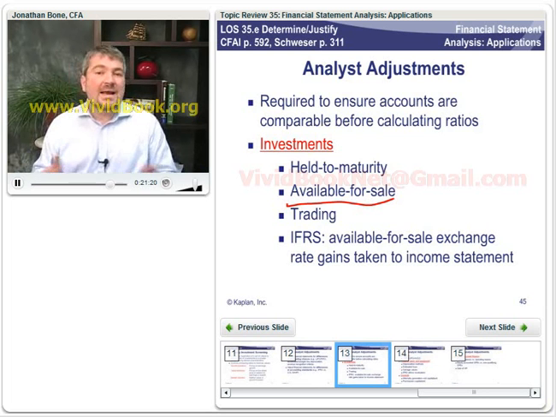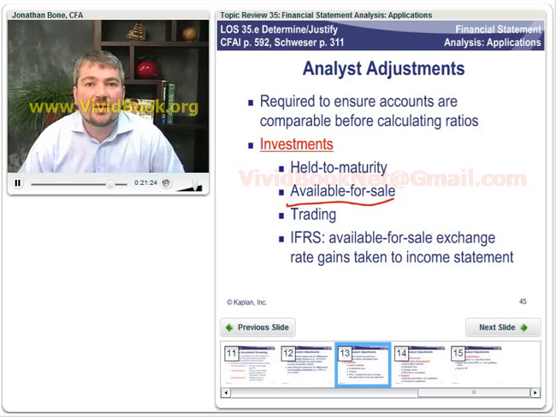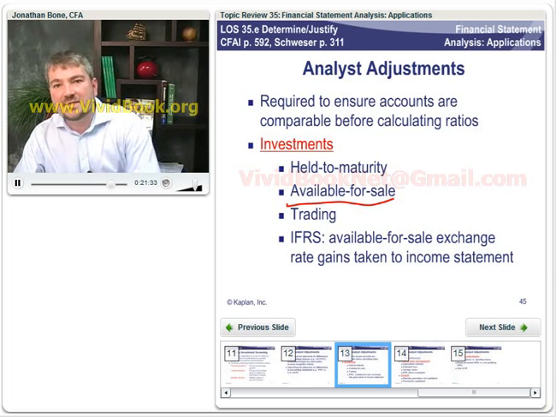So again, if you've got a US company and maybe a company in Europe that's following IFRS, if they've got available for sale securities and they hold international portfolios, you're going to have to make an adjustment for the exchange rate gains and losses.